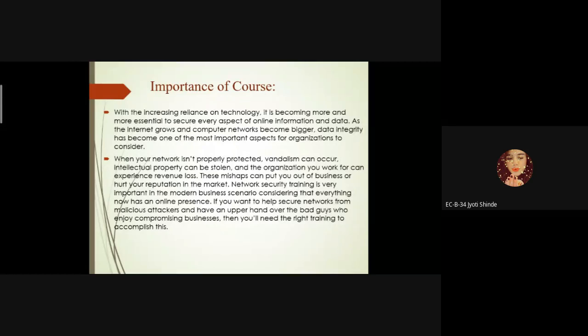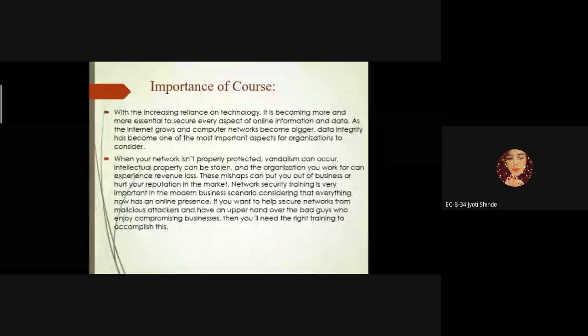Okay, we'll take one example. In our computers and laptops, we install antivirus. What is the need of that? Yes, anyone? Give your comments.